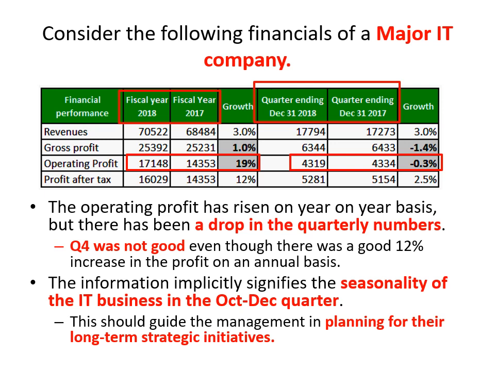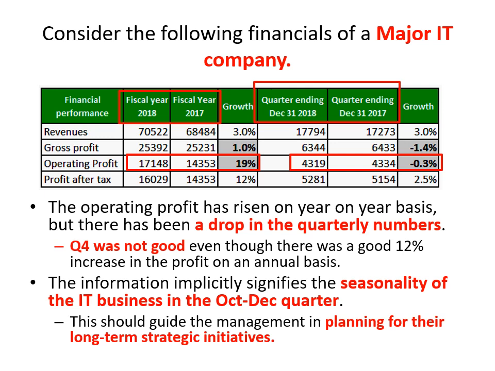So this is a simple example of why we need interim reports. For example, when we look at this table, we may see that the operating profit of this business has risen on a year-on-year basis, but there has been a drop in the quarterly number. We can see here that in quarter 4 the performance was not good, even though there was a good 12% increase in the profit on the annual basis.